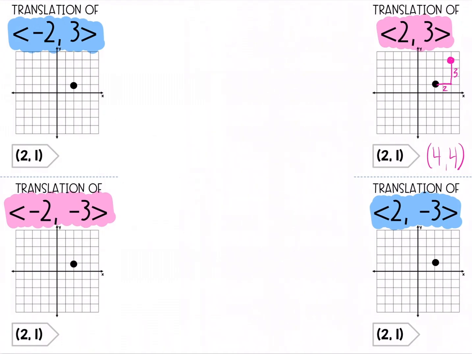So now let's go to our translation of -2, 3, the second one from the top. Since the x is negative, we're going to be moving left. The y is still positive, so we're still going to go up. So from this point, we're going to go left 1, 2, and then up 1, 2, 3. And that's my new point. That new point is 0, 4.